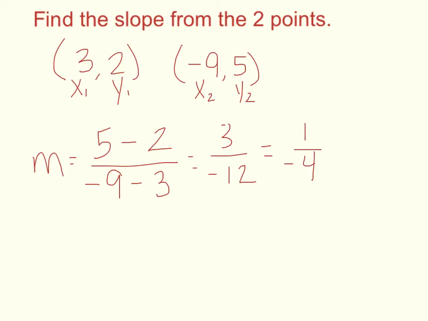Now if you look, my negative sign's with the bottom. It could be with the top. The only thing you have to be careful with is if you have a negative on top and bottom, a negative divided by a negative makes both of them positive. Okay, so my slope is negative 1/4.